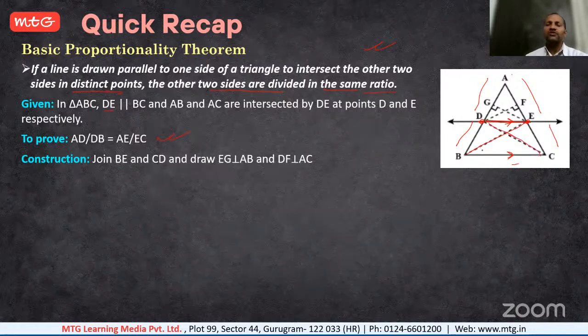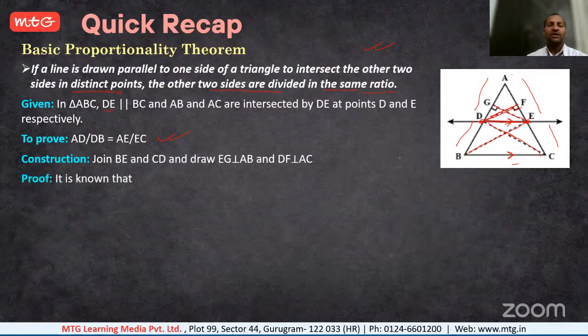So these 2 points we have drawn joined, and next we have drawn a perpendicular altitude from D to side AE. So this is the perpendicular we have drawn here. Similarly, from E we have drawn another perpendicular on AD. So this is the perpendicular we have drawn. Fine. So that is the construction part we have done.